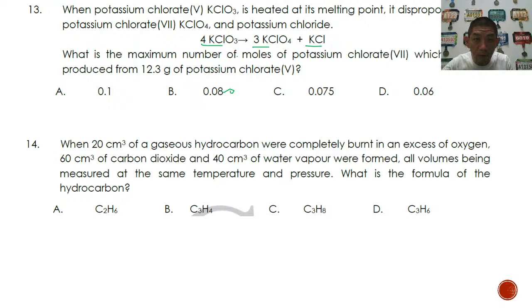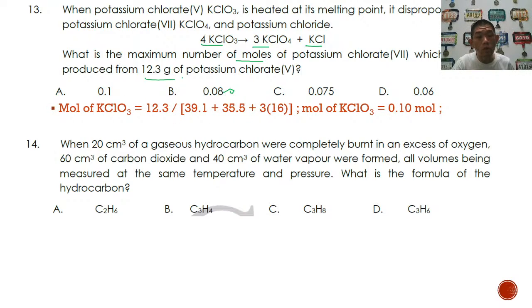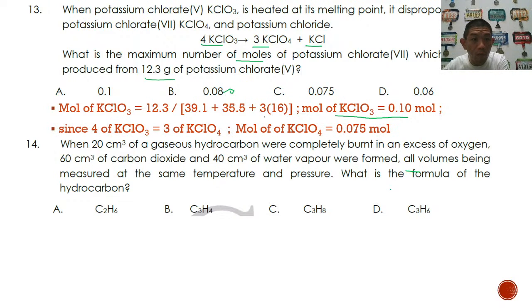Okay, so what is the maximum number of mole of potassium perchlorate which could be produced from 12.3 gram of potassium chlorate? So first of all, calculate the mole of the potassium chlorate, KClO3. So 12.3 divided by 39.1 plus 35.5 plus 3 times 16.0. Press your calculator. The mole of the KClO3 in here is going to be 0.1. Stoichiometrically, since 4 mole of KClO3 is to 3 mole of KClO4, the mole of KClO4 in here will be 0.075. So the answer in here is C.